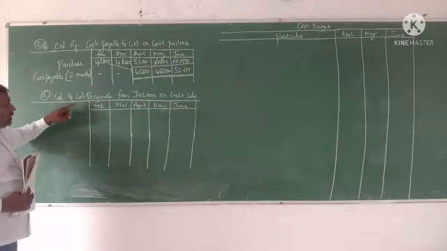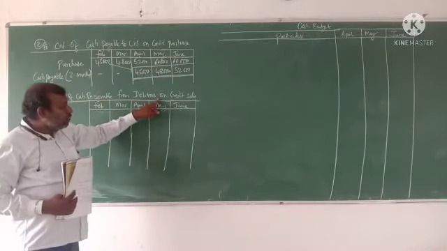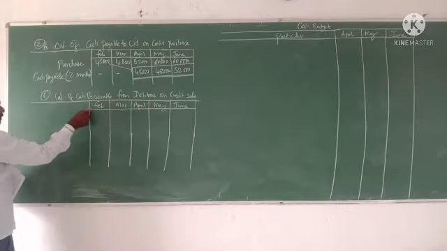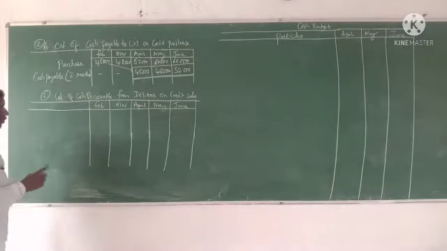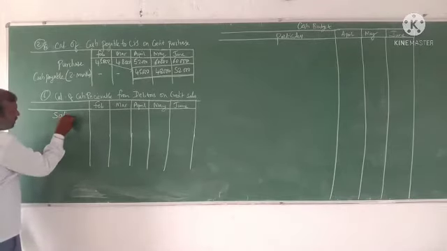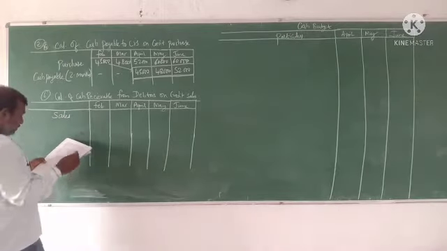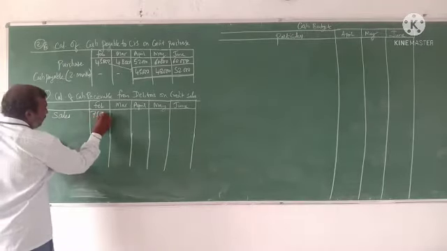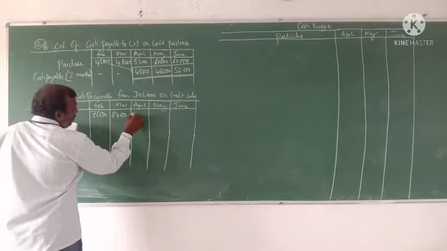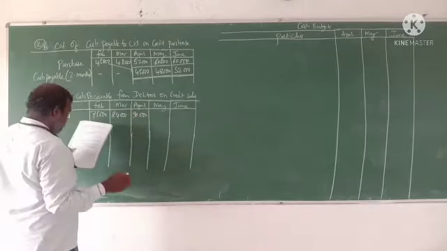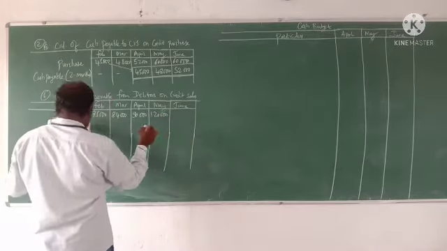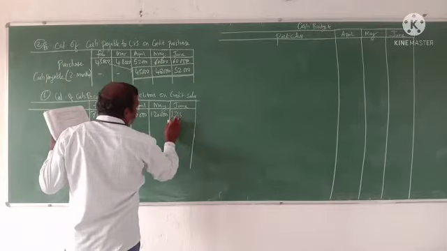Second adjustment, calculation of cash receivable from debtors on credit sales. The company is selling the goods on a credit basis. In that, a 1 month time period is given. So first we write what the sales are. For February month, sales is 75,000, March 84,000, April 90,000, May 1,20,000, June 1,35,000.